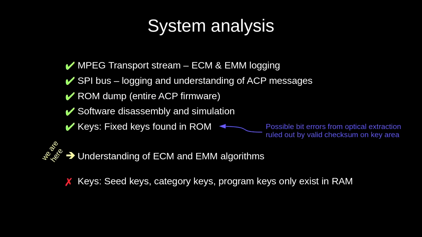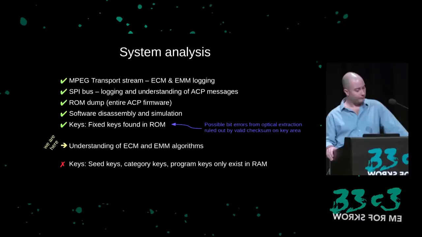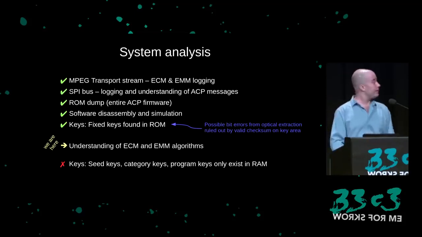So now the focus is on understanding the ECM and EMM algorithms within the ROM software. At this point, I'm still missing some important information from the ACP. All the seed keys, category keys, and program keys exist only within RAM. So to decrypt any of the channels not in free preview isn't possible yet at this point.